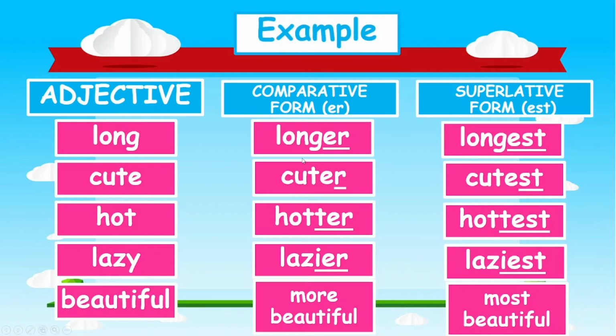In here we have the adjectives. We have the comparative form. For comparative, if you can remember, we add ER. And the superlative form, we add EST. Okay, so first one, adjective, comparative, superlative. First one is long, longer, longest.